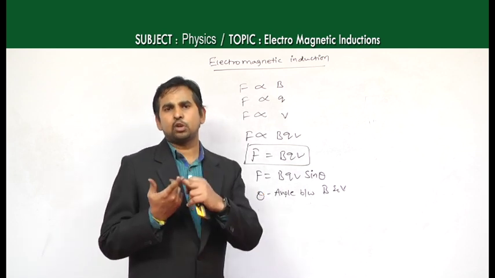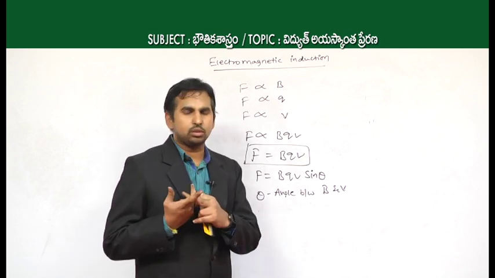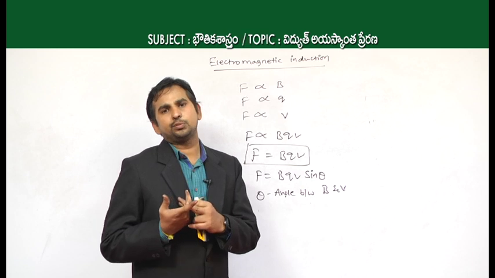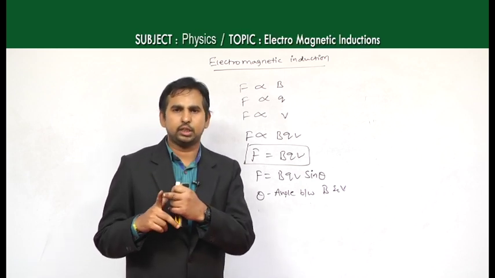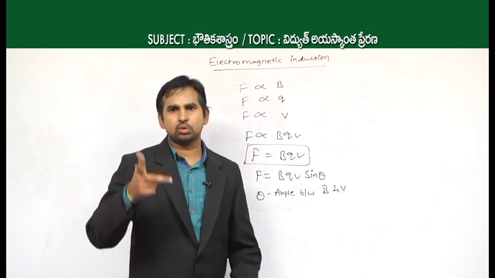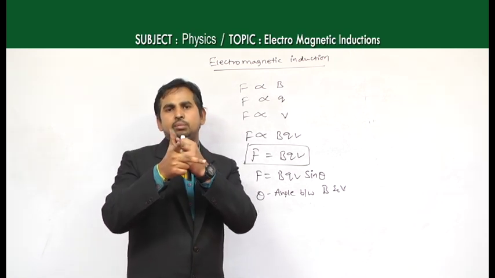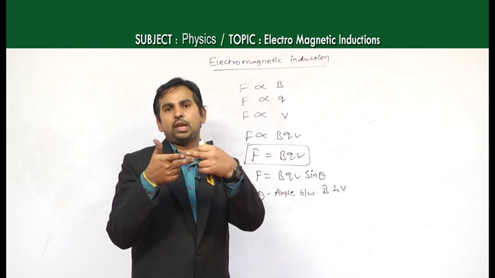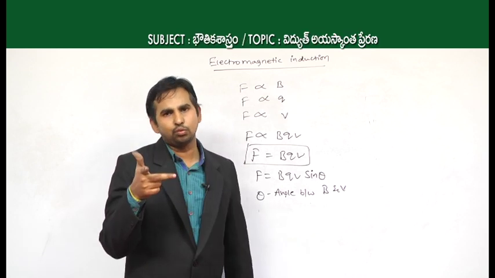And this forefinger or index finger we have to use for the direction of the velocity of the charge. Then this thumb gives you the direction of the force. So when these two are arranged perpendicular to each other, the thumb, which is perpendicular to the plane of both B and V, gives you the direction of the force.